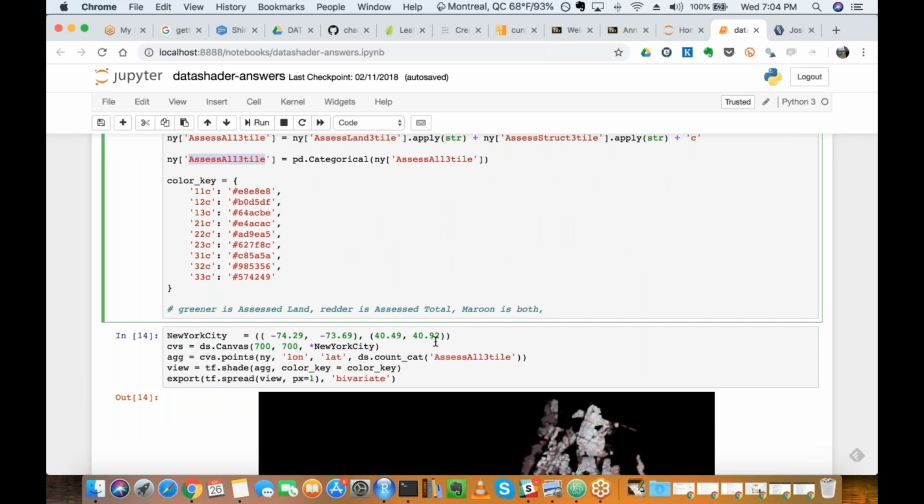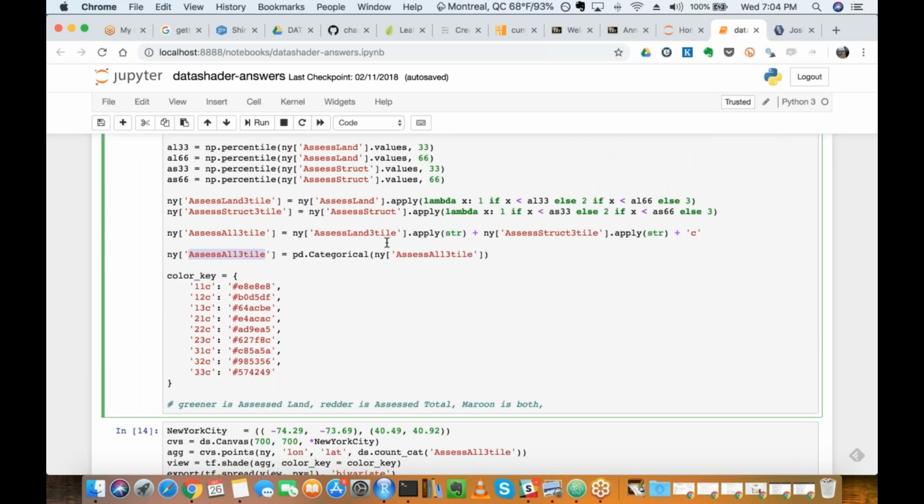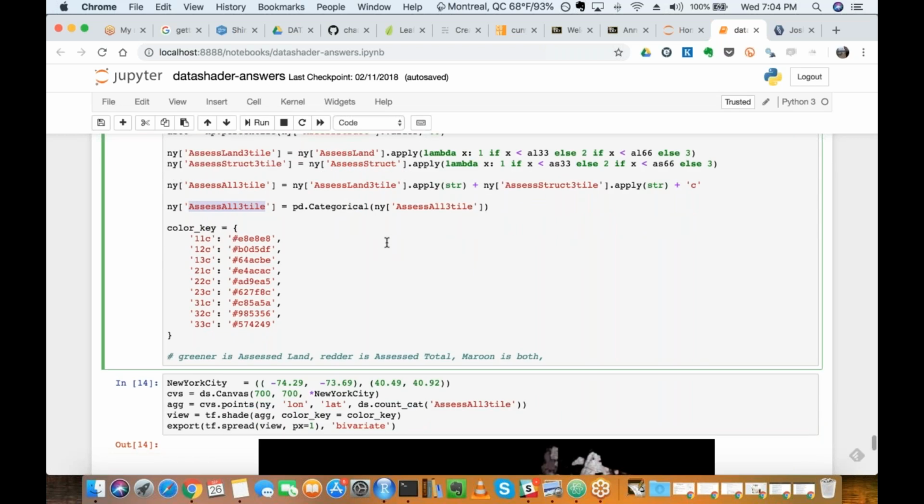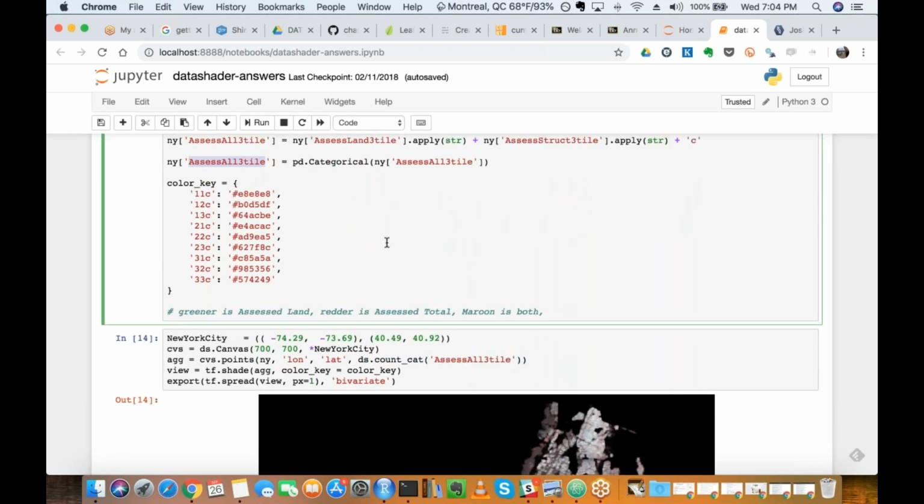And then once I do all of this prep, my example ends up looking very similar to the racial map in the examples that Datashader provides. So we have a category that we're looking at. In this case, we're looking at this assessed total tile, and we're mapping that to a color key. So we have this dictionary that is telling us for each of the categories we're applying a certain color.